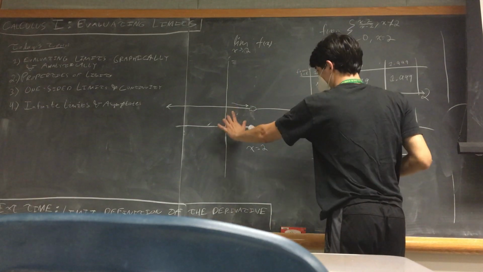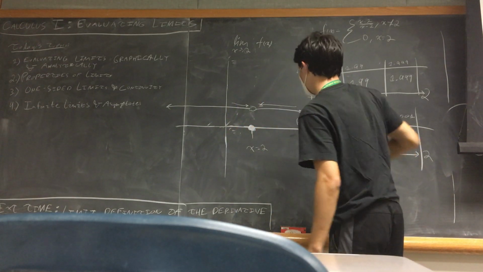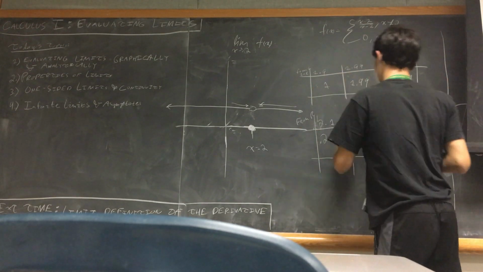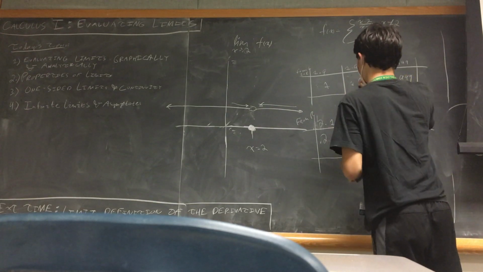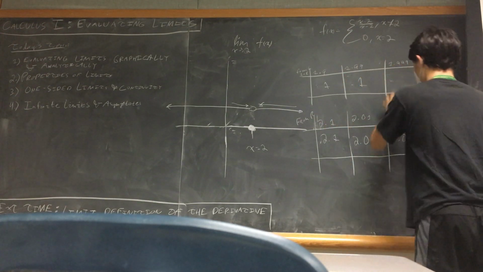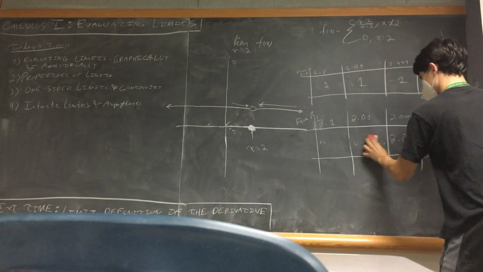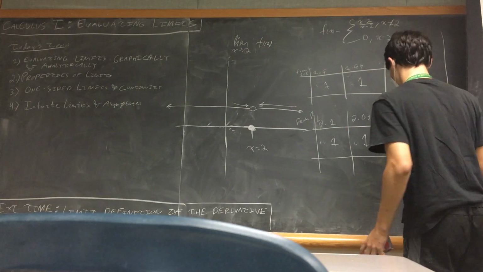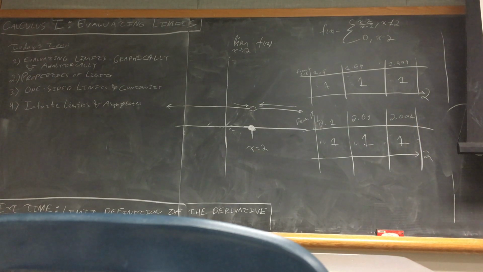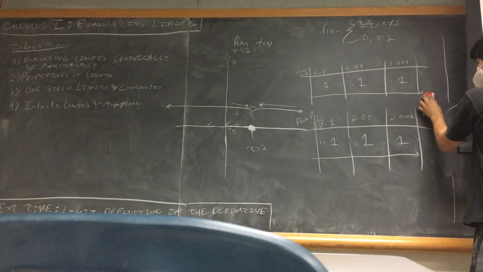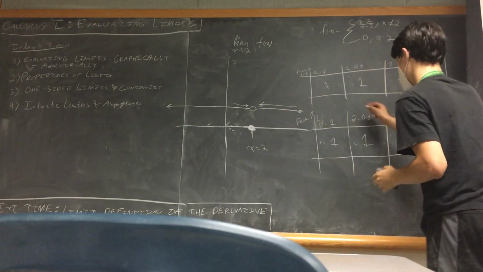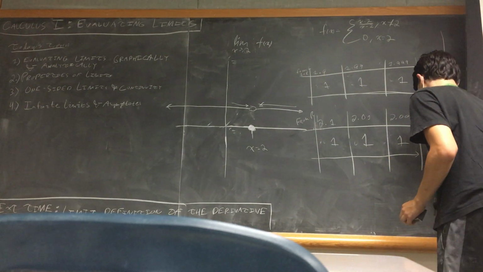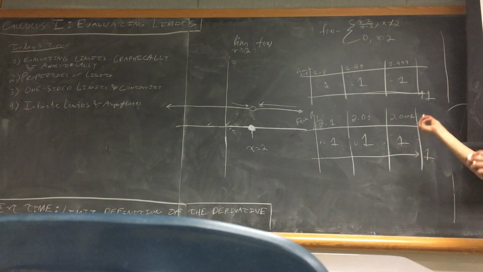from the left and from the right, we see that at 1.9, the value of the graph is 1. At 1.99, the value of the graph is also 1. At 1.999, the value of the graph is 1. And for 2.1, 2.01, 2.001, the value of the graph is also 1. So as we approach x equals 2 from the left, it looks like it's approaching 1, and it is the same from the right.